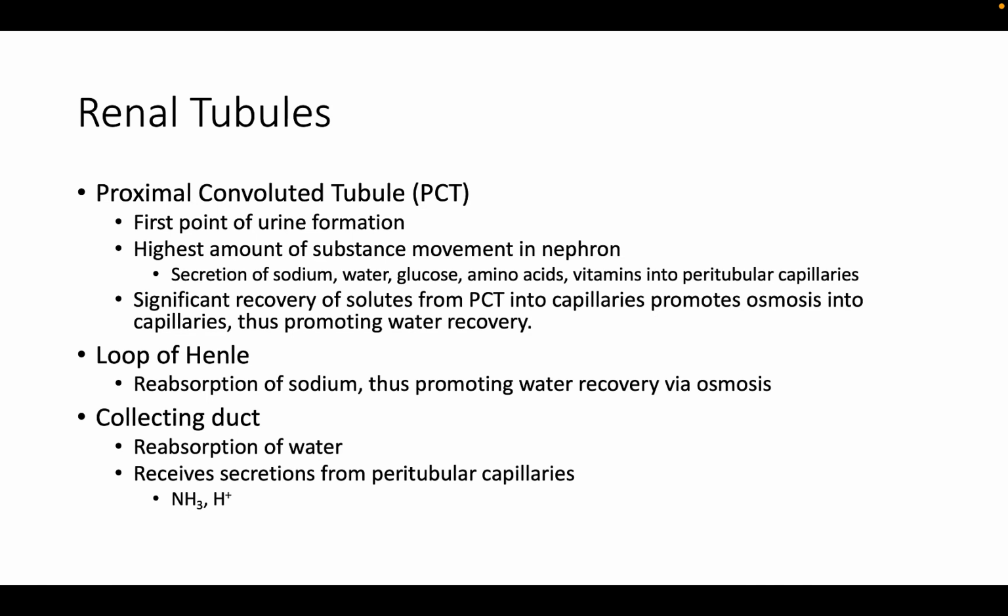And so looking at our specific renal tubules that are involved, the proximal convoluted tubule is the first point of urine formation. So that's where, right after that filtration step, this is when we first start getting urine to be formed. It has the highest amount of substance movement in the nephron. And so sodium, water, glucose, amino acids, vitamins, all of these get moved into the peritubular capillaries because they've already been filtered from the glomerulus and the glomerular capsule, the renal corpuscle.